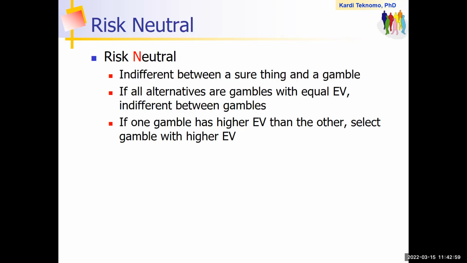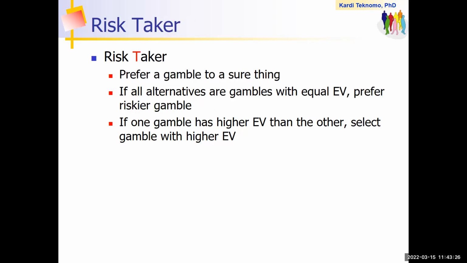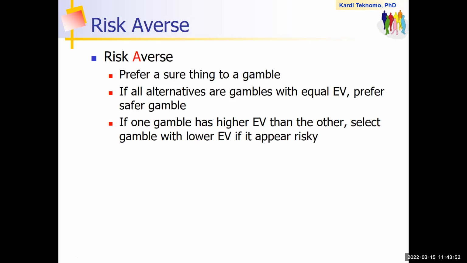Risk neutral is indifferent between a sure thing and a gamble, so it cannot decide, or just decides by lucky chance. If all alternatives are gambles with equal EV, then again indifferent. If one gamble has higher EV than the others, of course we select the higher EV. Now, the characteristic of a risk taker is that it prefers a gamble to a sure thing, and if all alternatives are gambles with equal EV, it will prefer the riskier gamble. If one gamble has higher EV than the others, it will select the gamble with higher EV. So these are the characteristics of risk taker, risk neutral, and risk averse.